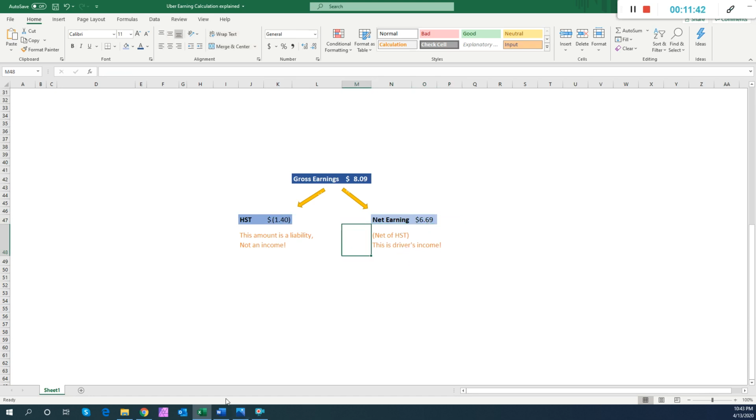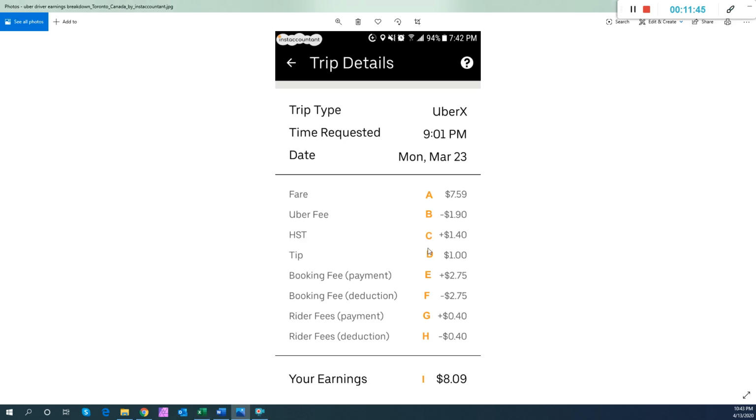So guys, that's it. Very briefly, it's actually a simple calculation, but the way Uber presents it makes it a bit, I don't want to say complicated, but a bit confusing for a lot of people. One takeaway point is that this $8.09 is not your income. This is the gross income, and it includes $1.40 of HST. So this minus this is your net income, the income from that ride.